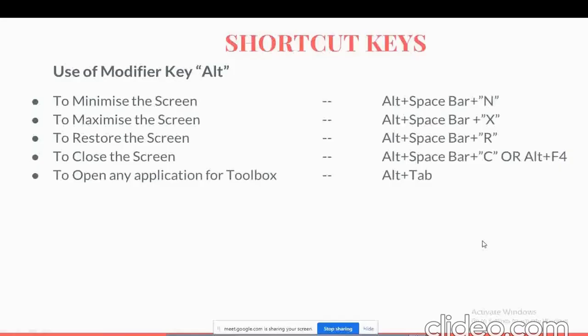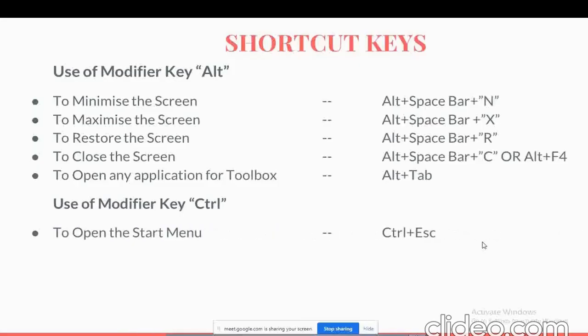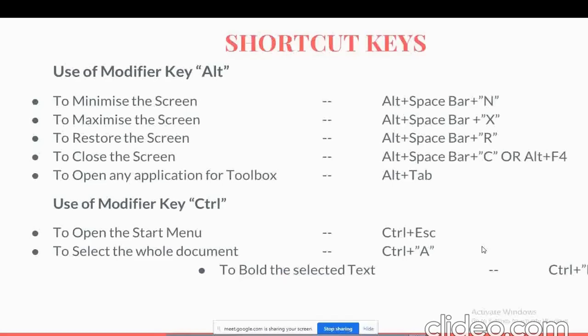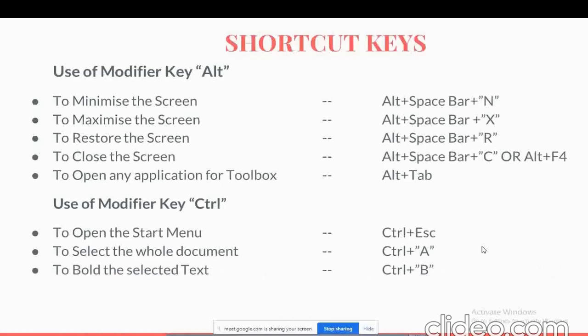To switch between open applications, Alt plus Tab. Use of modifier key, that is Control, Ctrl. To open the Start menu, Control plus Escape. To select the whole document, Control plus A, that we have already done in the last class. To bold the selected text, Control B, B for bold.